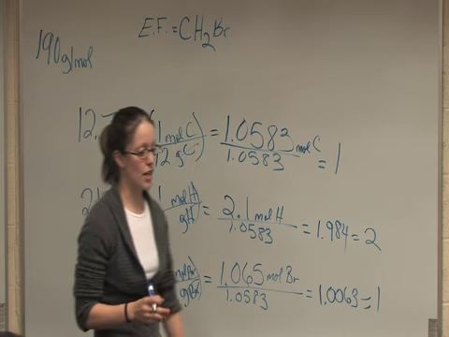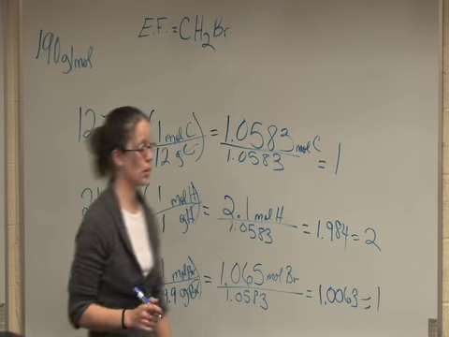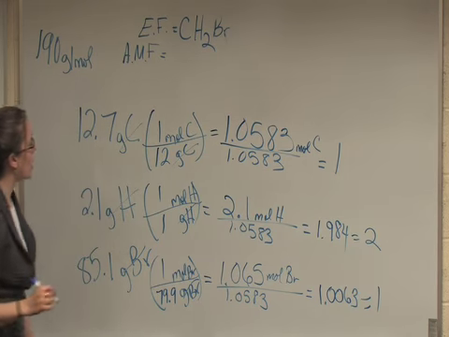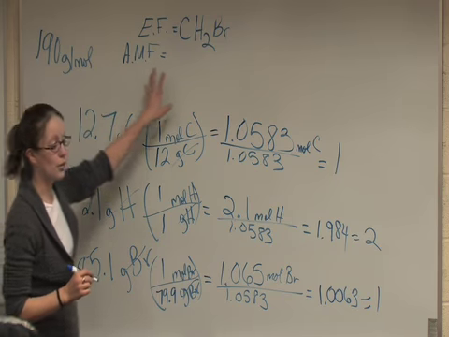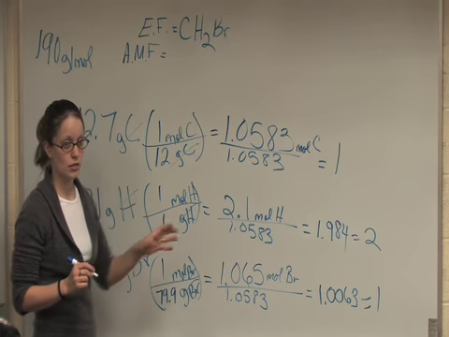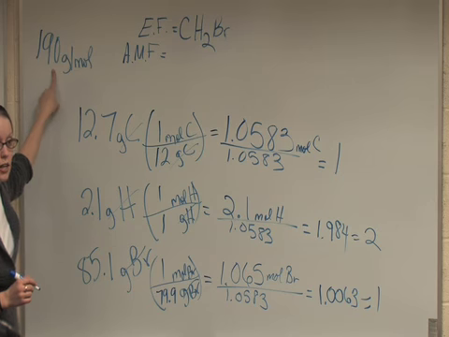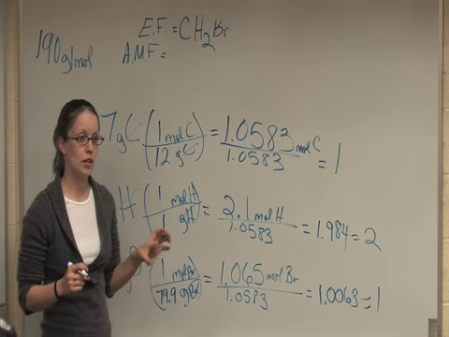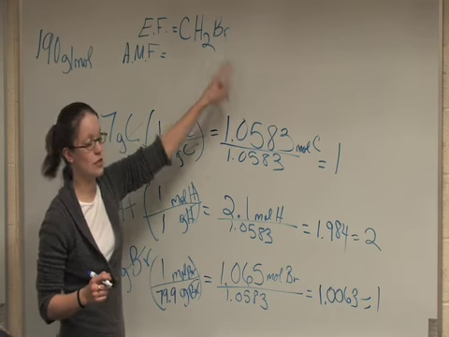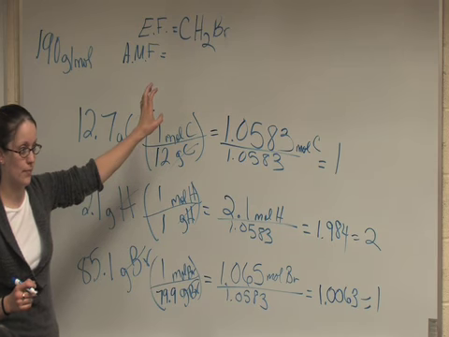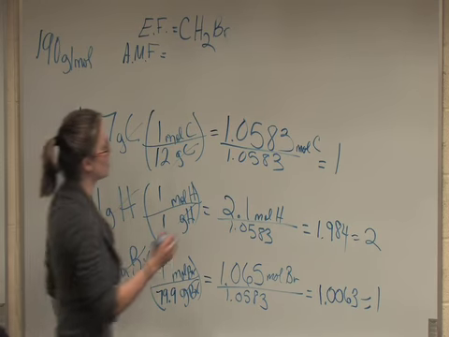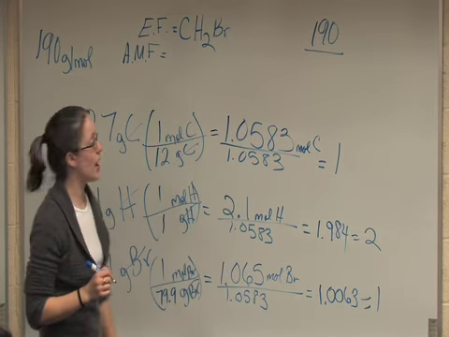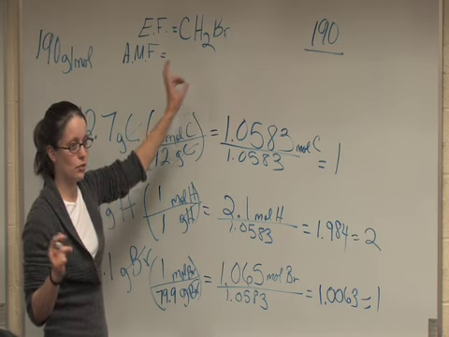But the question also says, what is the actual molecular formula? So we need to figure that out. And in order to do that, the formula for that is the molar mass of the whole thing divided by the molar mass of the empirical formula, and that's going to give you a whole number. You take that whole number and multiply it by each of the subscripts to get the actual molecular formula. So we already know the 190 that was given to us in the problem. We're going to have to divide that by the molar mass of what this empirical formula weighs.